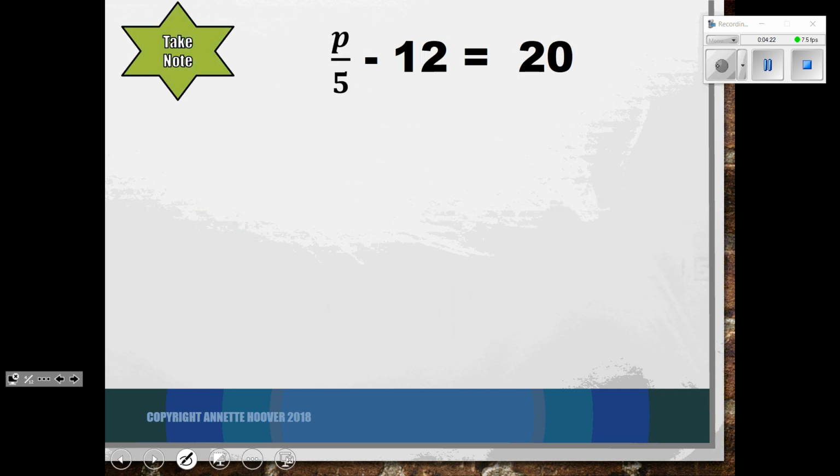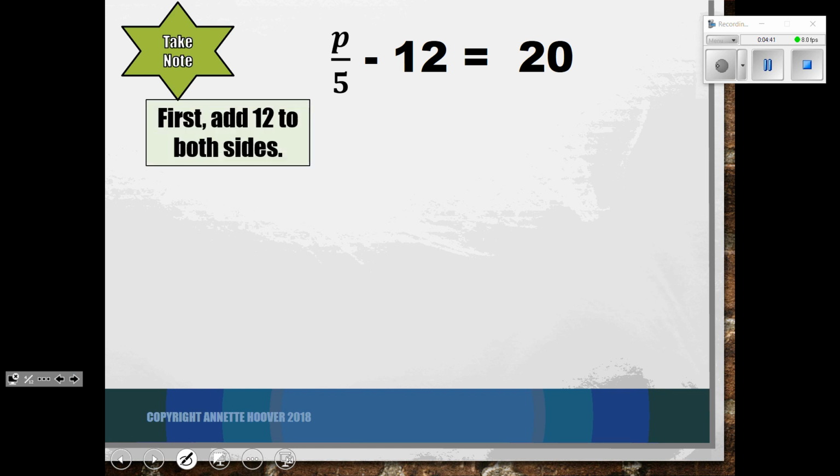Here we locate the variable. This time the variable is on the left side of the equation, so we want to move the -10 and the 5 over to the other side to get the variable by itself. We're going to move what's not attached to the p first, so we have a -12. So to move it to the other side, we do the opposite of a -12, so we're going to add 12 to both sides.